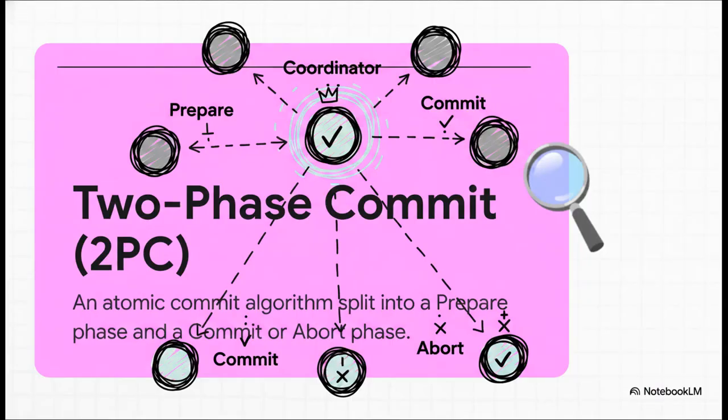To save us from those nasty partial failures, the industry standard has long been the two-phase commit. As the name heavily implies, 2PC is an atomic commit algorithm split into 2 distinct phases. There's a prepare phase and then a commit or abort phase, executed across multiple nodes. Now, to make this whole dance actually work, 2PC introduces a critical new component that you just don't see in a standard single-node setup. It introduces a coordinator. Sometimes you'll hear it called a transaction manager, which steps in to orchestrate the entire process.